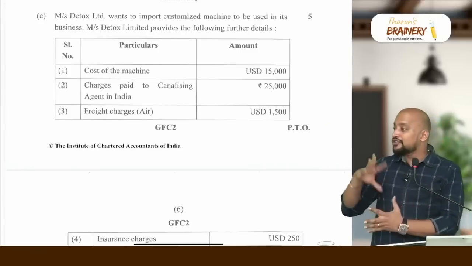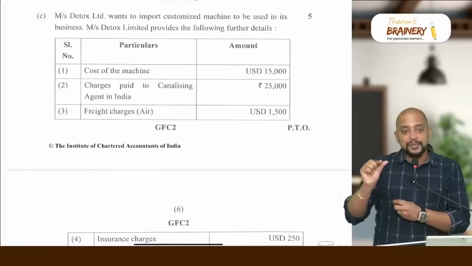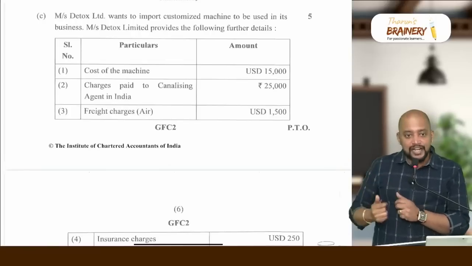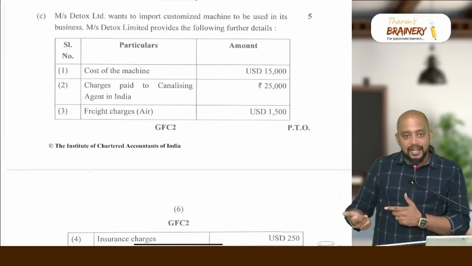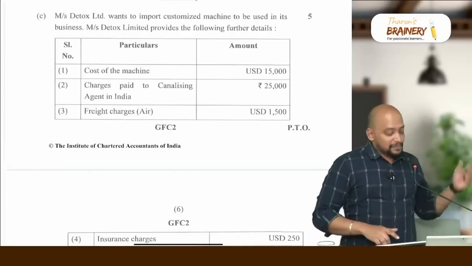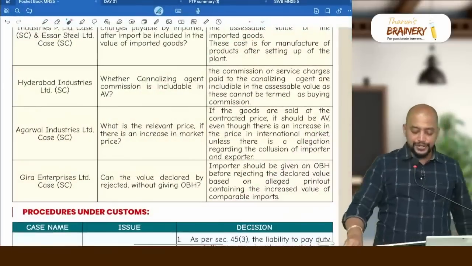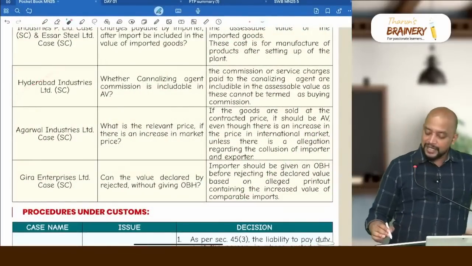So they created a confusion in such a way that it is in Indian rupees, while everything else is in foreign currency. So we will think it is like a buying commission and should not be included, but actually it should be included because of this case, the Hyderabad Industries Limited case.